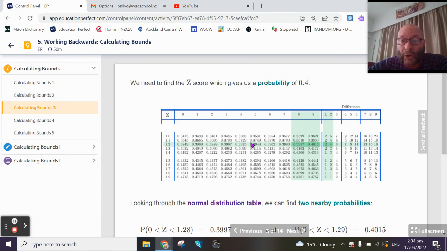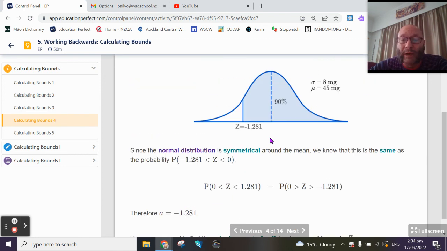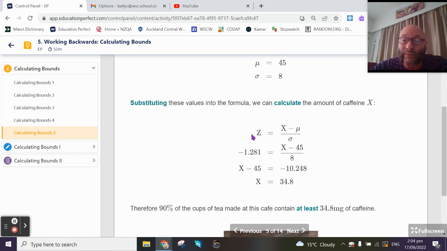So now we know what the z-score is, 1.281. We're now going to put that into the formula that comes along with our table, namely this one right here. Z is equal to x minus mu over sigma. Well, we just found the z-score, negative 1.281. We know it's negative because that x value was to the left of the mean. We want to find this x value. We were told the mean was 45. We were told the standard deviation was 8.